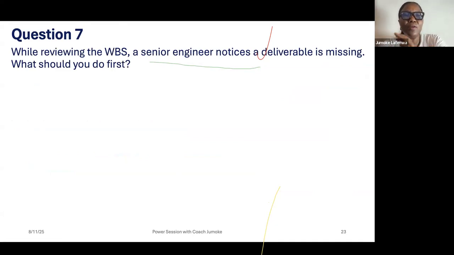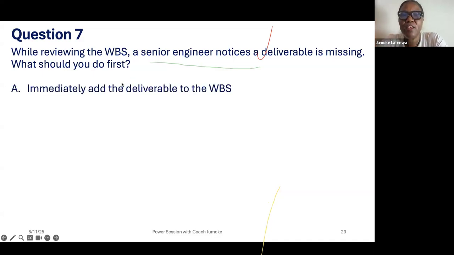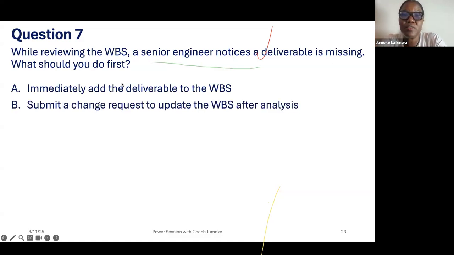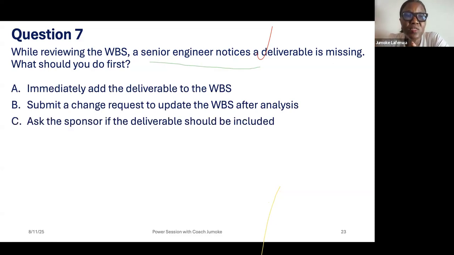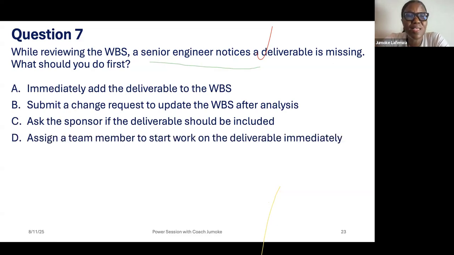Question 7. While reviewing the WBS, so if I was reading this question, I know it's a predictive methodology because WBS is not in the adaptive approach. While reviewing the WBS, a senior engineer notices a deliverable is missing. What should you do first as a project manager? A, immediately add a deliverable to the WBS. B, submit a change request to update the WBS after analysis. C, ask the sponsor if the deliverable should be included. D, assign a team member to start work on the deliverable immediately.